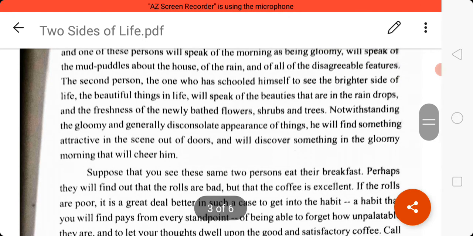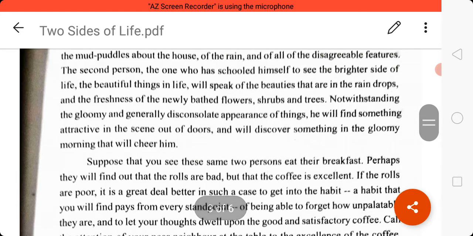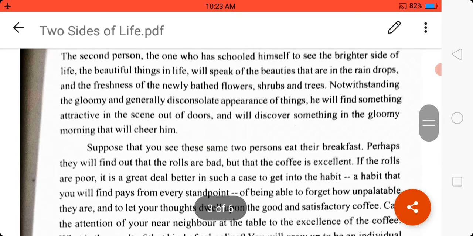The second person, the one who has schooled himself to see the brighter side of life, the beautiful things in life. So the second person, those who see the bright side of life and beautiful things of life, how does he speak about that nature? Now we'll see. He will speak of the beauties that are in the raindrops. So those who see the bright side of life, they will enjoy the nature. They will speak about the beauty he sees in the raindrops and the freshness of the newly bathed flowers.